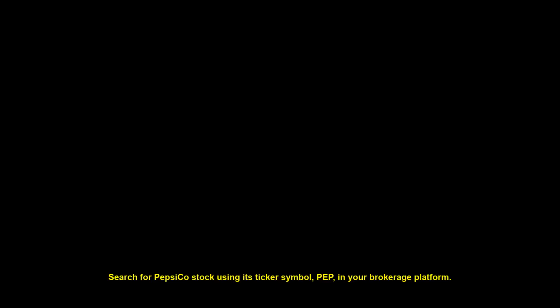Search for PepsiCo stock using its ticker symbol, PEP, in your brokerage platform. Analyze the stock's current price and determine your investment strategy based on your risk tolerance. Decide how many shares you want to purchase or if you prefer to invest a specific dollar amount.